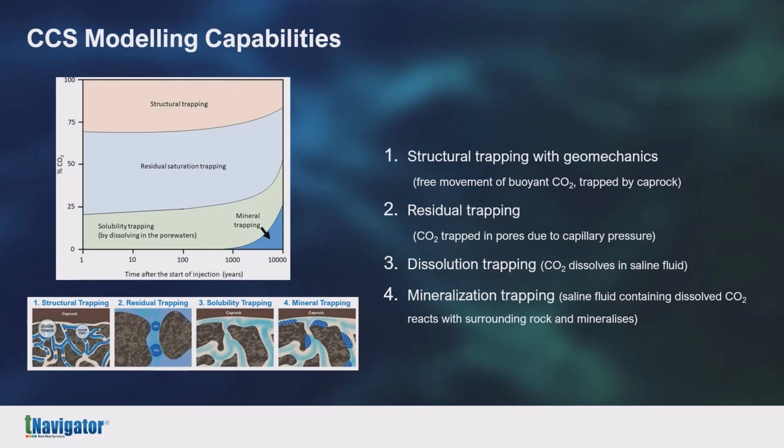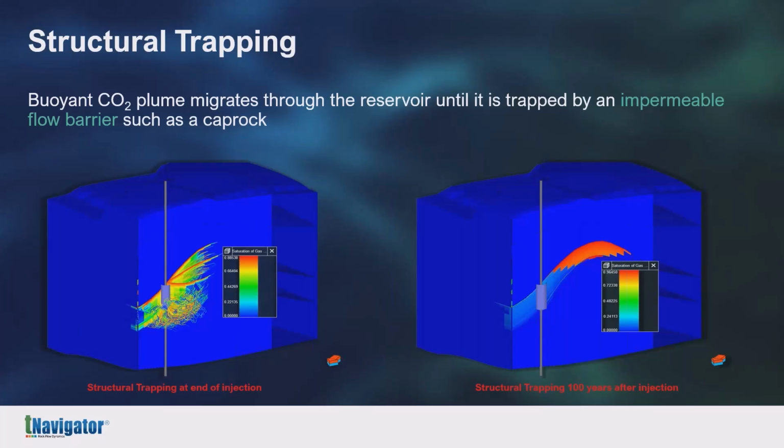So the CCS modeling capabilities, I mentioned the four trapping mechanisms. Here's a slide showing an example of maybe relative contribution from different trapping mechanisms, as well as how they are actually physically working. And after this short summary, I would actually like to go into each one separately.